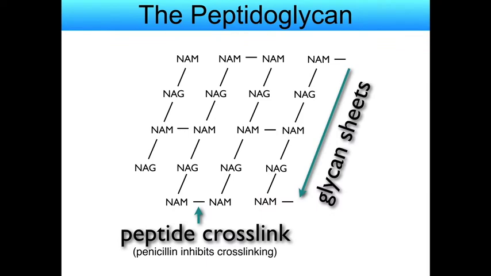So let's look at the cell wall. It's made of peptidoglycan. What is peptidoglycan? Well, you have glycan sheets made of N-acetylglucosamine and N-acetylmuramic acid.